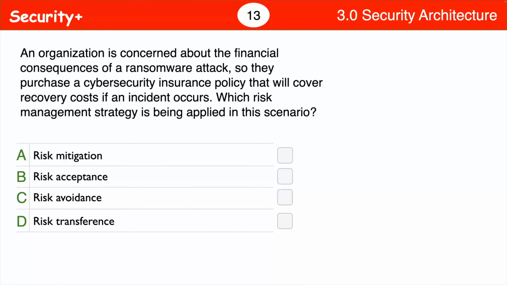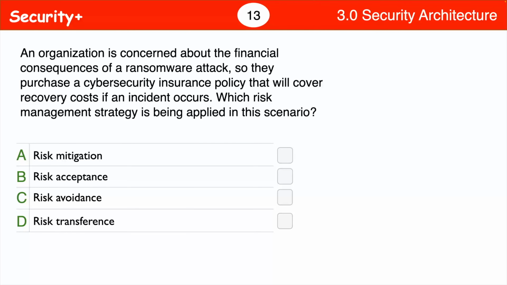Question 13. An organization is concerned about the financial consequences of a ransomware attack, so they purchase a cybersecurity insurance policy that will cover recovery costs if an incident occurs. Which risk management strategy is being applied in this scenario? A, risk mitigation, B, risk acceptance, C, risk avoidance, or D, risk transference.